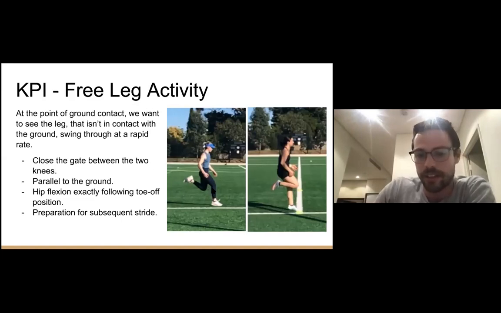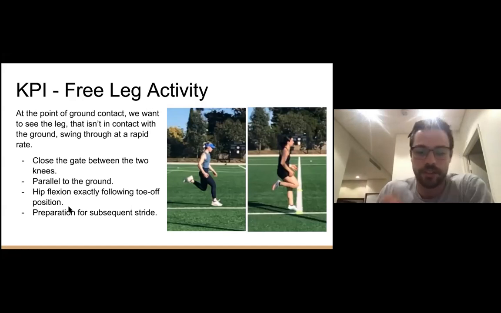We've got one athlete here with quite a significant gap. And this athlete here, whose strategy is really for frequency and being ready for the next stride, is even in front of the knee. So it's pretty incredible. What you want to see is the shin of that swing leg more parallel to the ground. You want to hip flex following toe off. And we're just trying to prepare for the next stride.